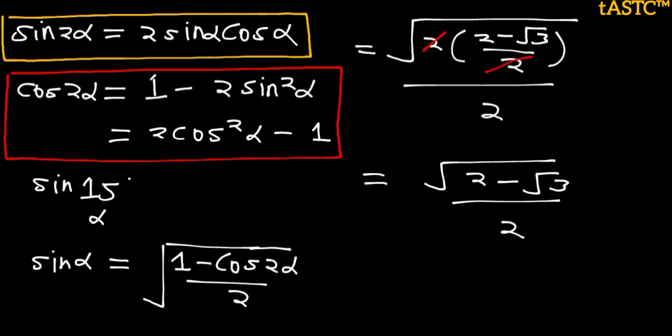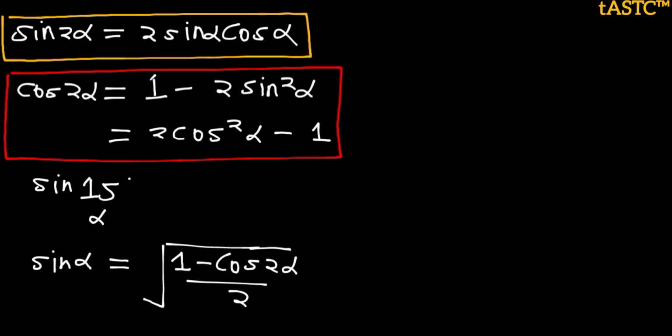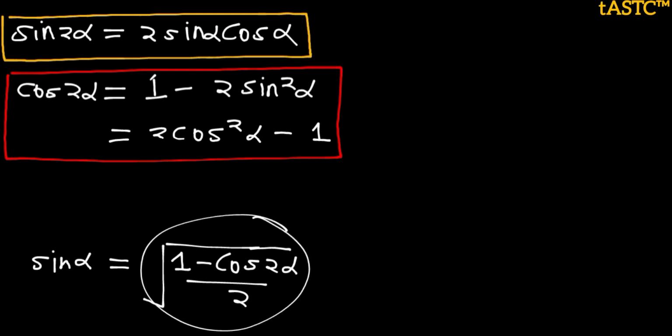Now obviously there is also another way that you could do this, but this is one way to do it. So from here we see that sine alpha is equal to the square root of 1 minus cos 2 alpha, divided by 2. That will be the square root of that whole form.